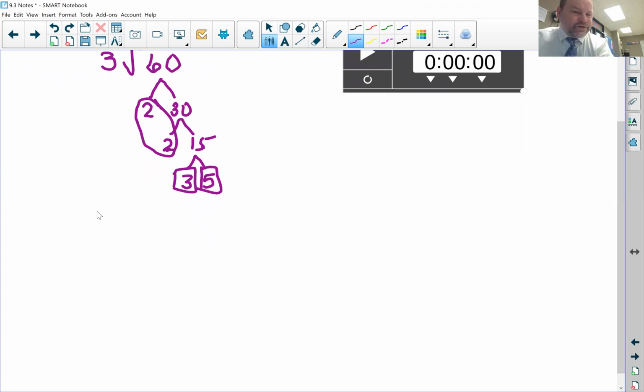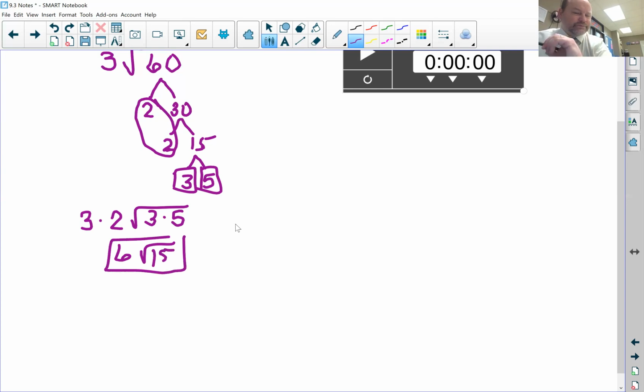Don't forget the 3 that's out in front. So we have 3 times 2 outside of the radical, and inside the radical, 3 times 5. 3 times 2 is 6. 3 times 5, 15.